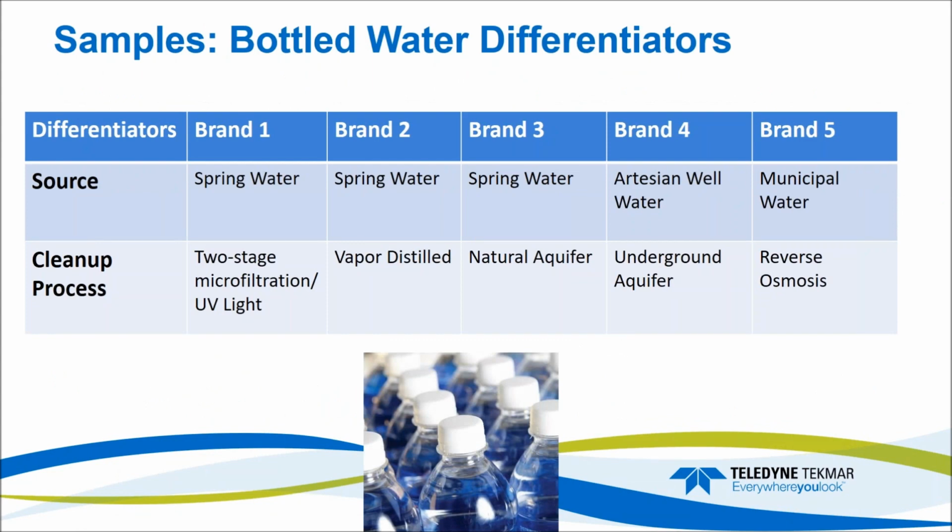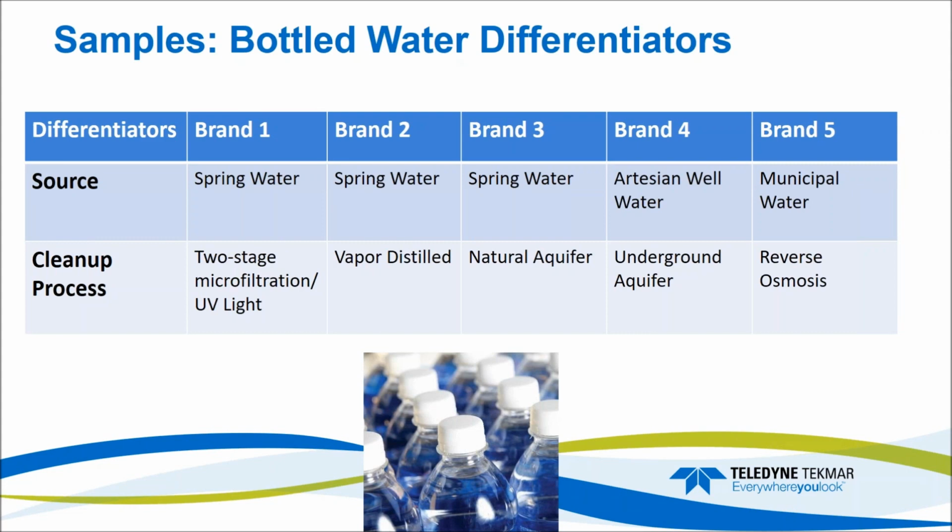Again, we took 5 very common bottled waters. I'm sorry, I'm not allowed to say which brands they are, but they're very common ones, and analyzed them. And we differentiated them by their source, so where they came from, and their cleanup process. The first sample came from spring water, and it used a 2-stage microfiltration and UV light cleanup process. The second sample also came from spring water, and it used a vapor distillation and cleanup process. And then the third sample, again, is spring water, which seems very popular. But this time it came from a natural aquifer, so it had an underground filtration type system.